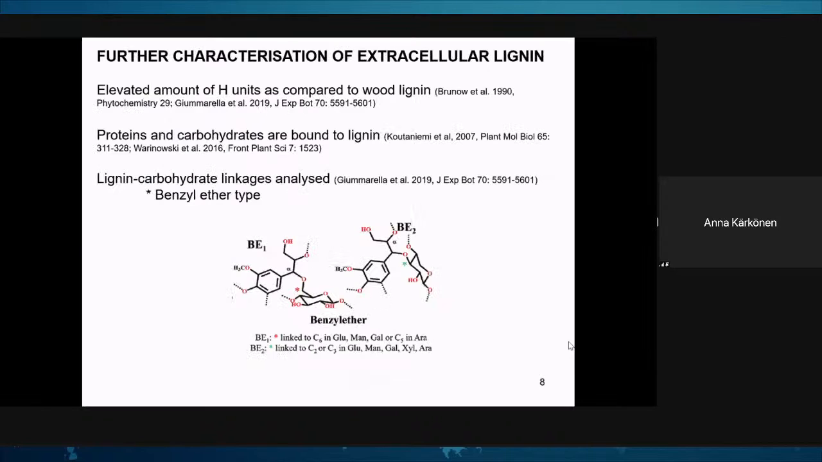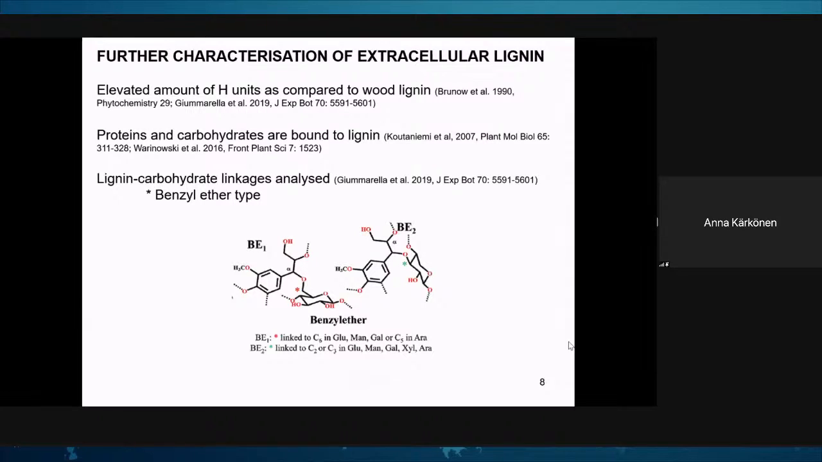It has also been shown that there are elevated amounts of ACE units as compared to wood lignin in this extracellular lignin. And it might be because these cells are in artificial conditions, and they are in a kind of stressed conditions when they are in shaking conditions, when they are cultivated in liquid conditions.